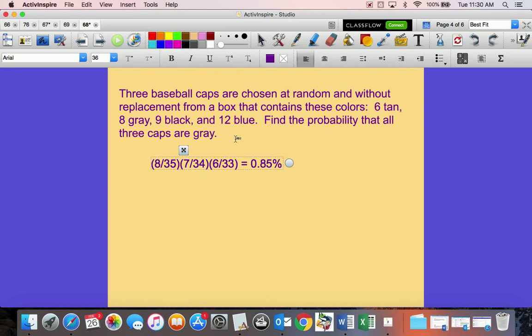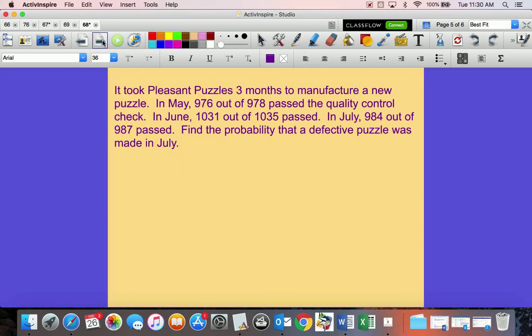All right, so same thing here. Without replacement, we're not putting them back in, so we got to subtract those out of the totals for each one of those. All right, next page.